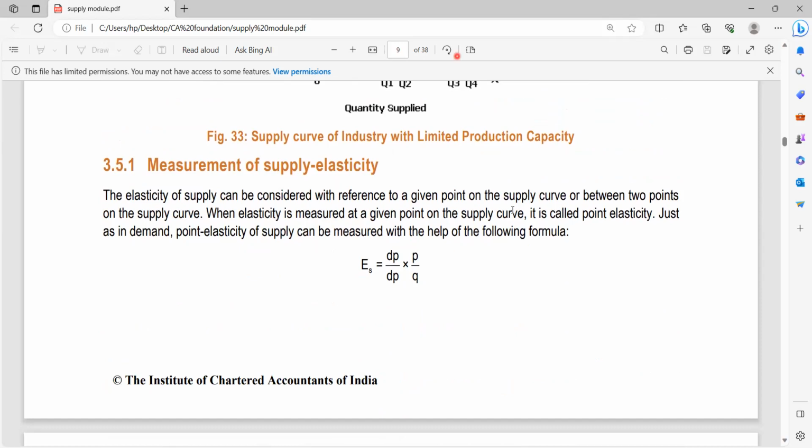Now, this portion, measurement of supply elasticity, we're going to cover in the next video. And before I cover this supply elasticity by way of arc elasticity and other things, we will first do the determinants, why things are so elastic or why they are inelastic. Okay, so in the next video, I might just skip this portion and go to the next portion directly, and I'll come back to this later.